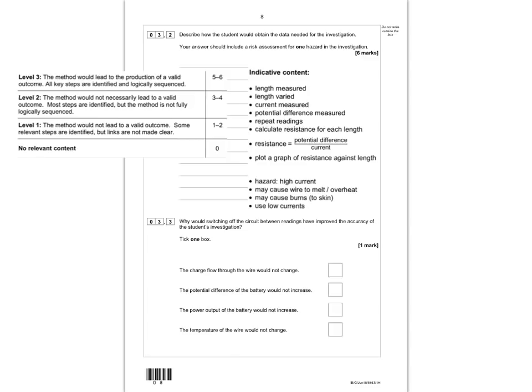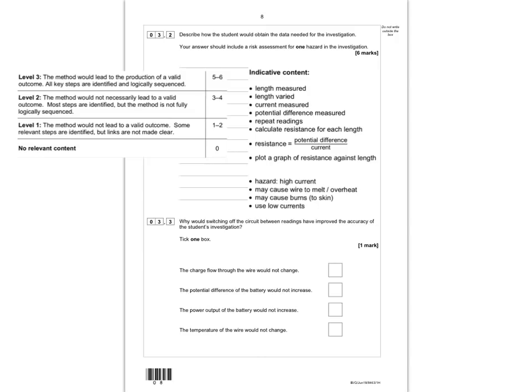So the idea is that you're going to measure length, ideally using a ruler. You're going to vary length using crocodile clips. You'll measure the current using an ammeter. You measure potential difference using a voltmeter. And you carry out repeat readings for those values at the different lengths. You'll then calculate the resistance for each length by doing potential difference over current.